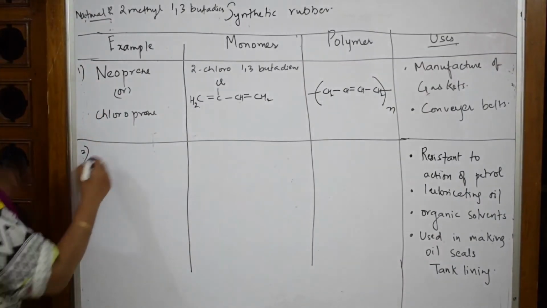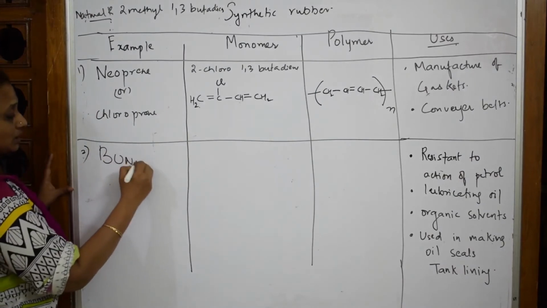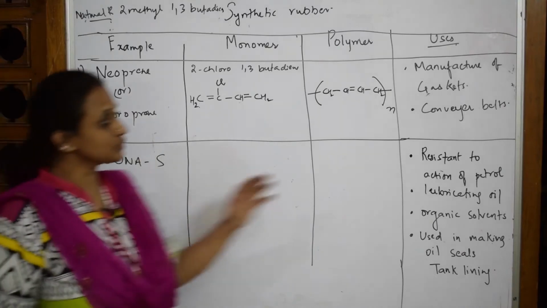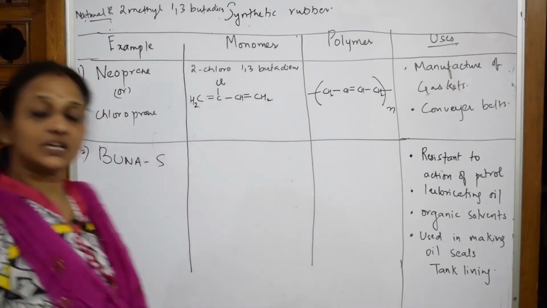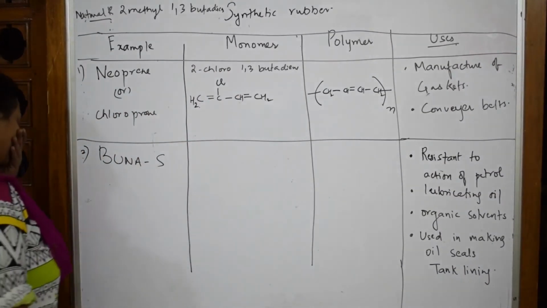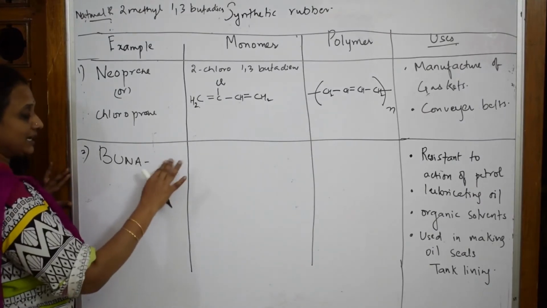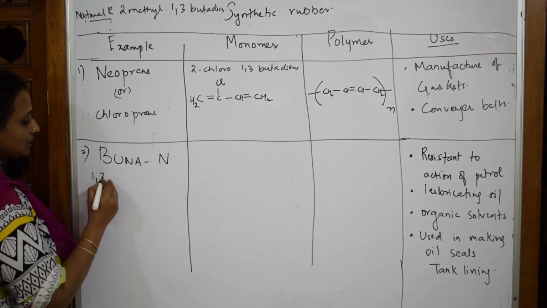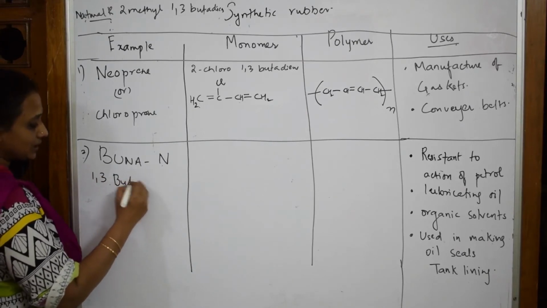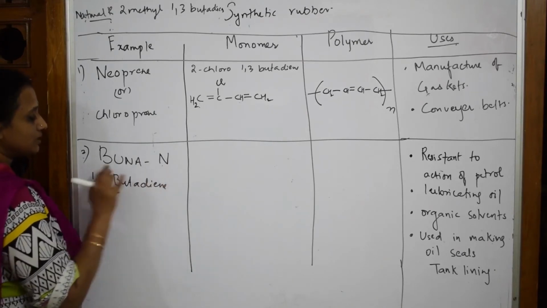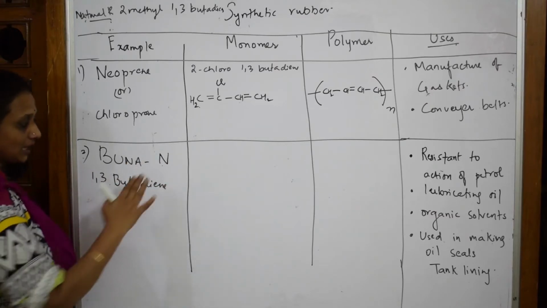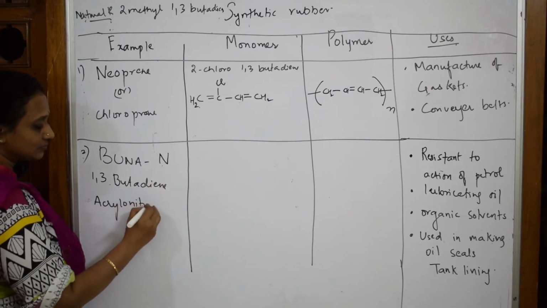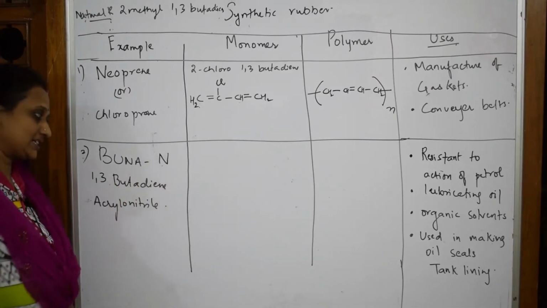Done. The next type is called Buna S. Okay, I have written the uses also here. You can check. So when I have to write Buna S, let us write first Buna N, acrylonitrile, then I'll teach you. Buna means butadiene, 1,3-butadiene. N stands for acrylonitrile.